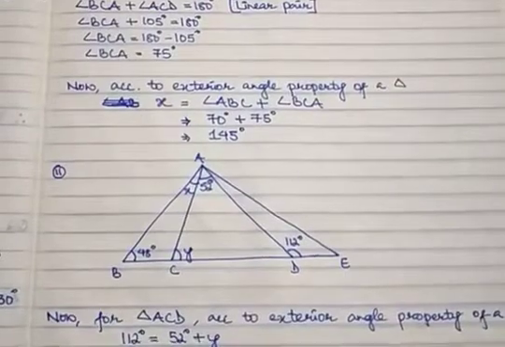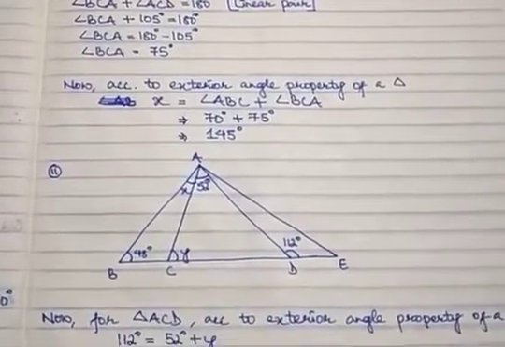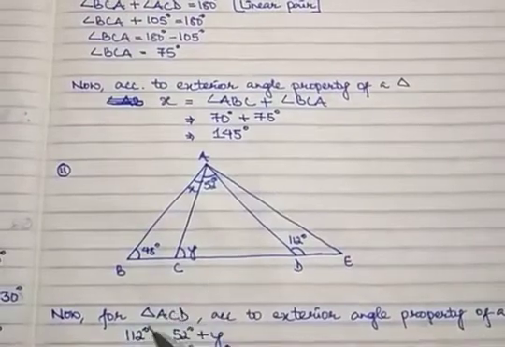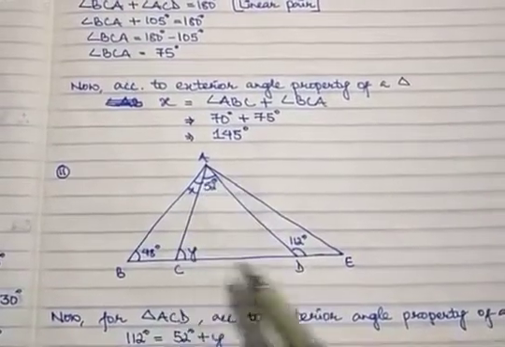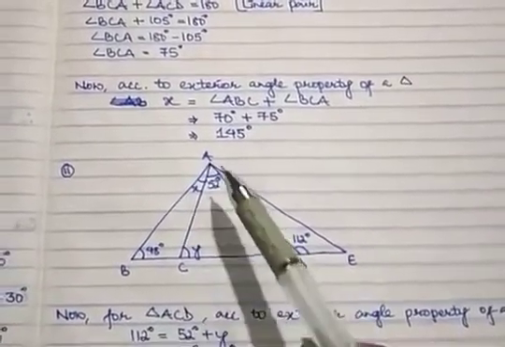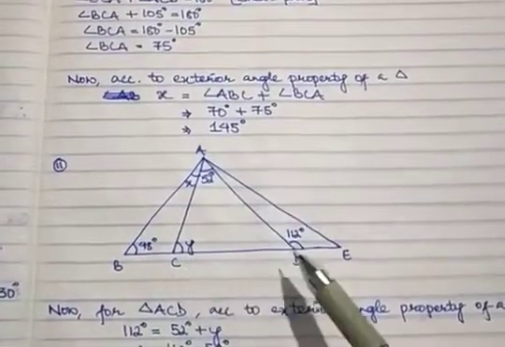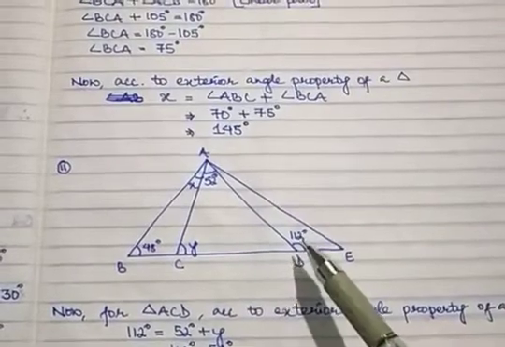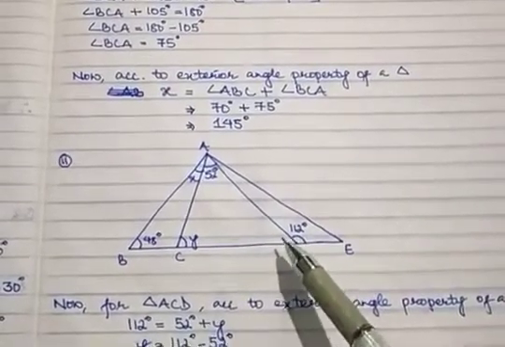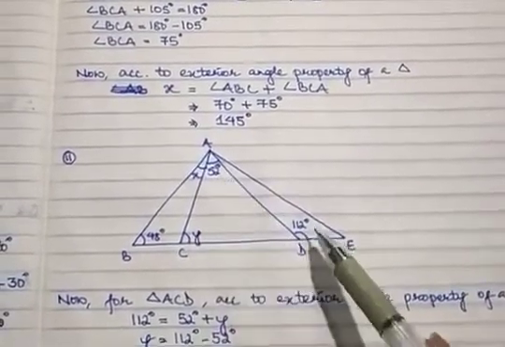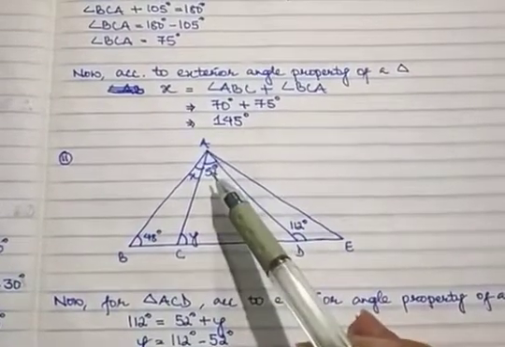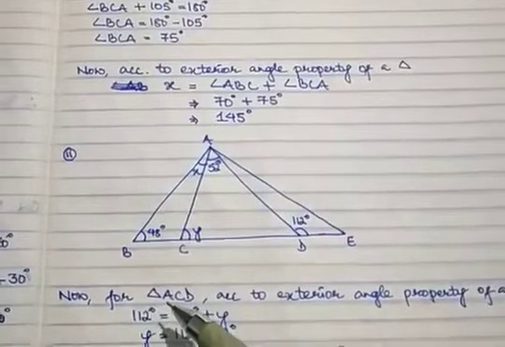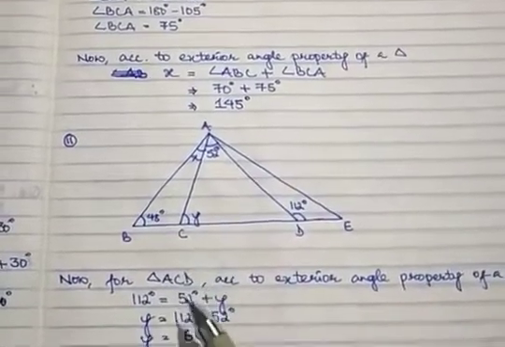What we needed here is to calculate the value of x and y. For y, I see triangle ACD. For triangle ACD, I have an exterior angle as well. And what do I know about an exterior angle? An exterior angle will be equal to the sum of its interior opposite angles. The exterior angle is given, and one of the interior angles is given as 52. In that way, I can easily calculate the value of y, isn't it? So that is what I have done here.